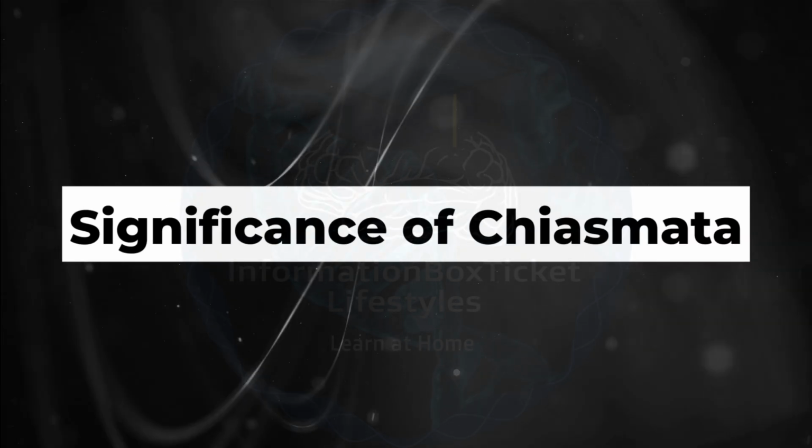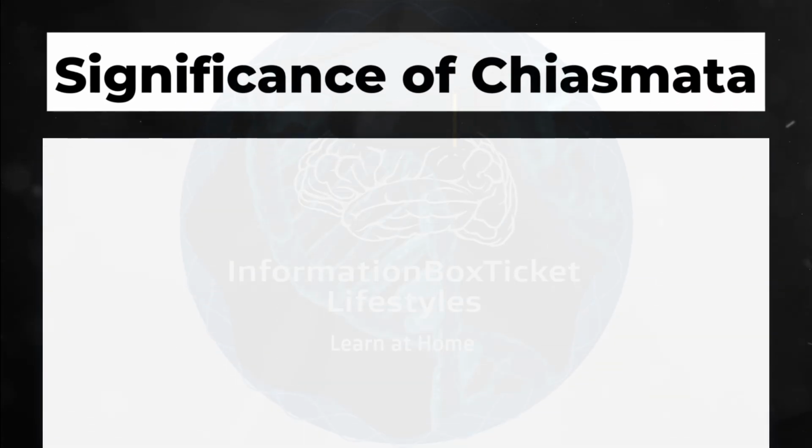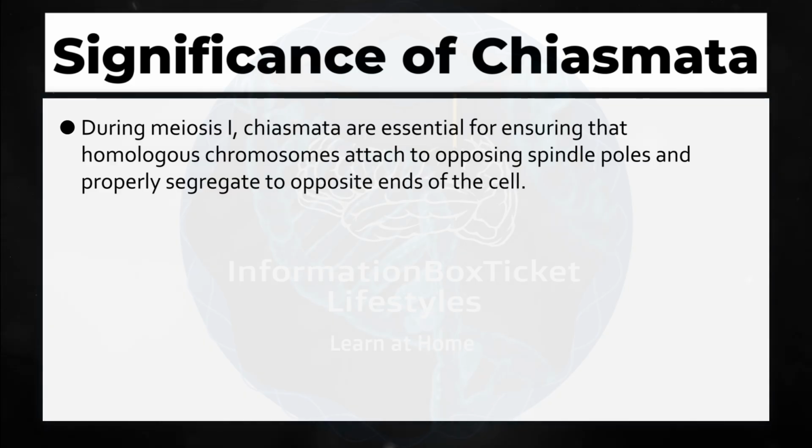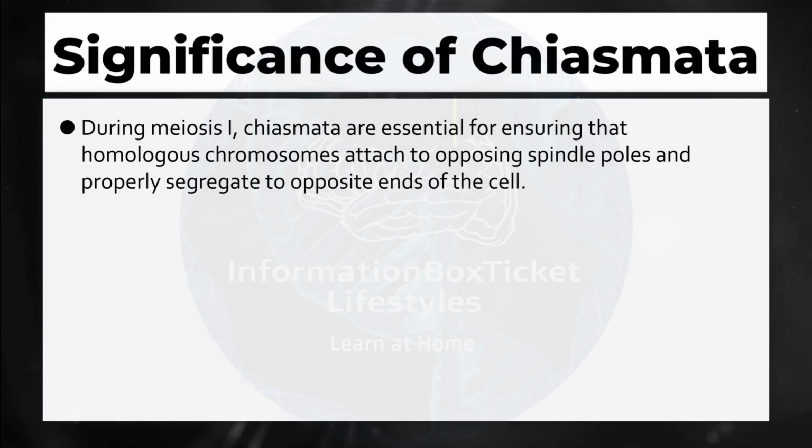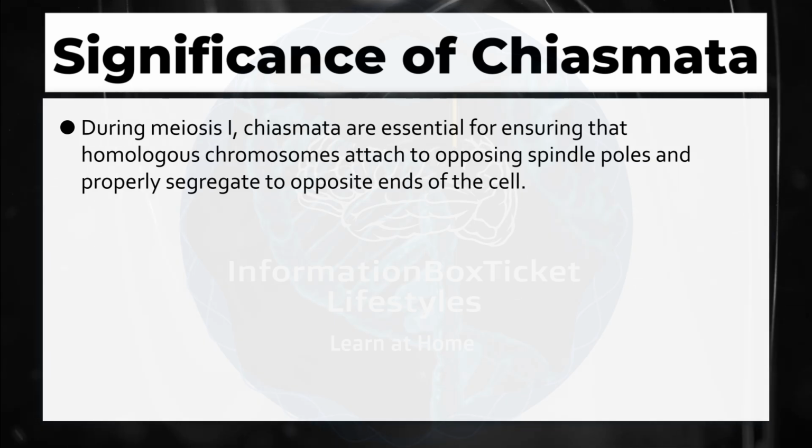Significance of chiasmata. During meiosis I, chiasmata are essential for ensuring that homologous chromosomes attach to opposing spindle poles and properly segregate to opposite ends of the cell.